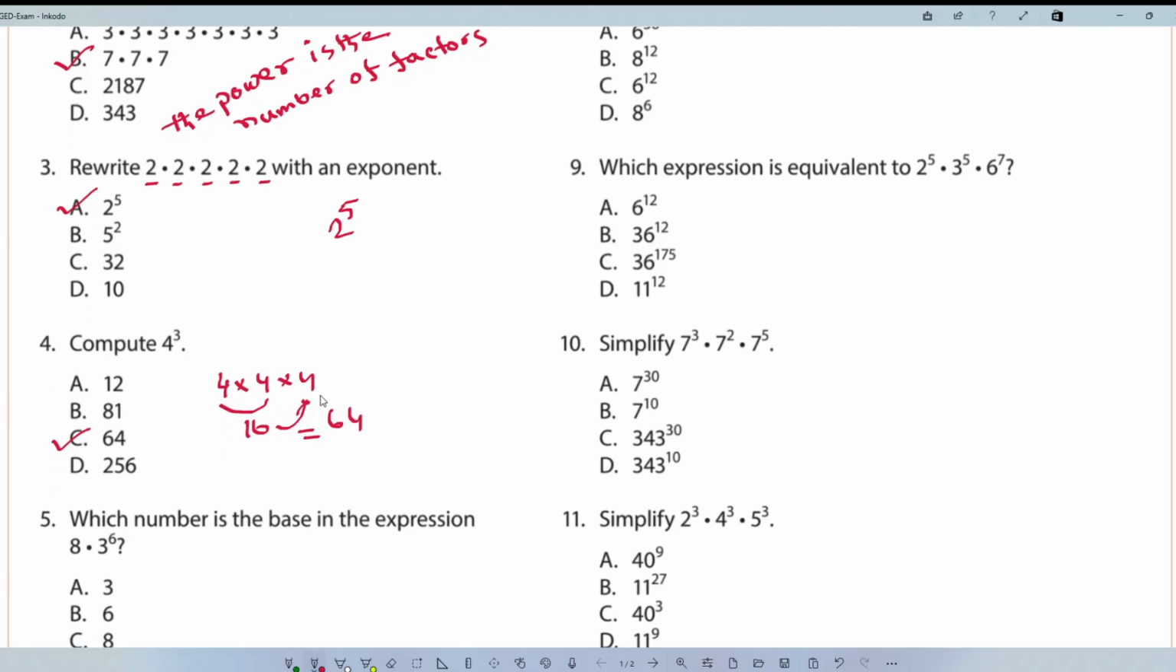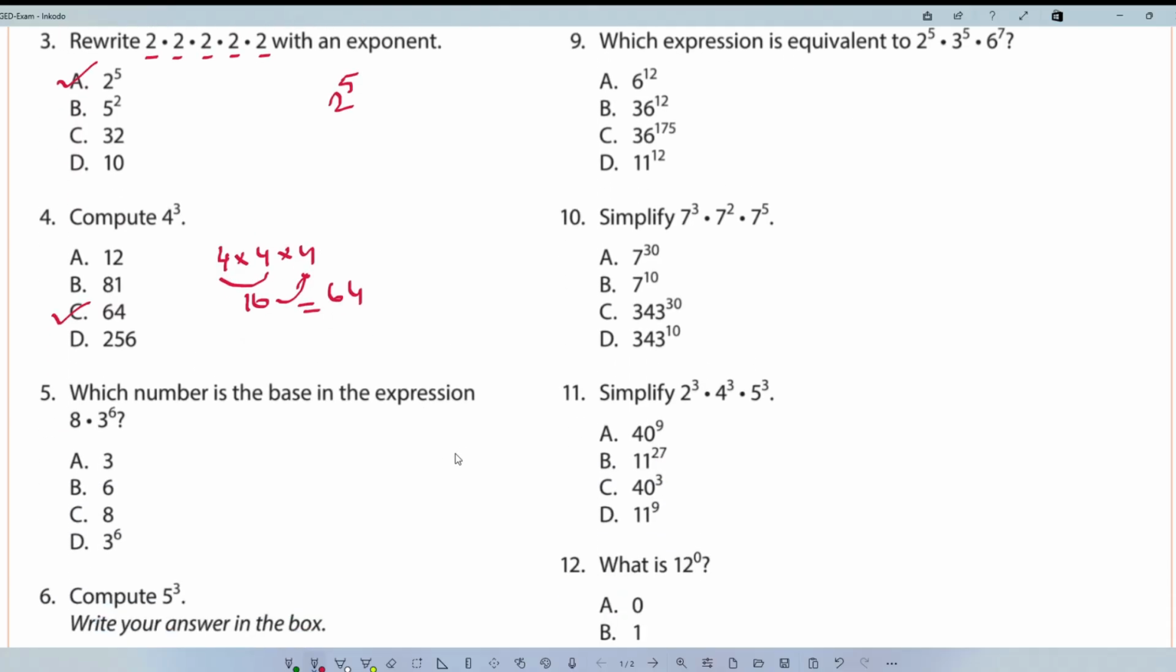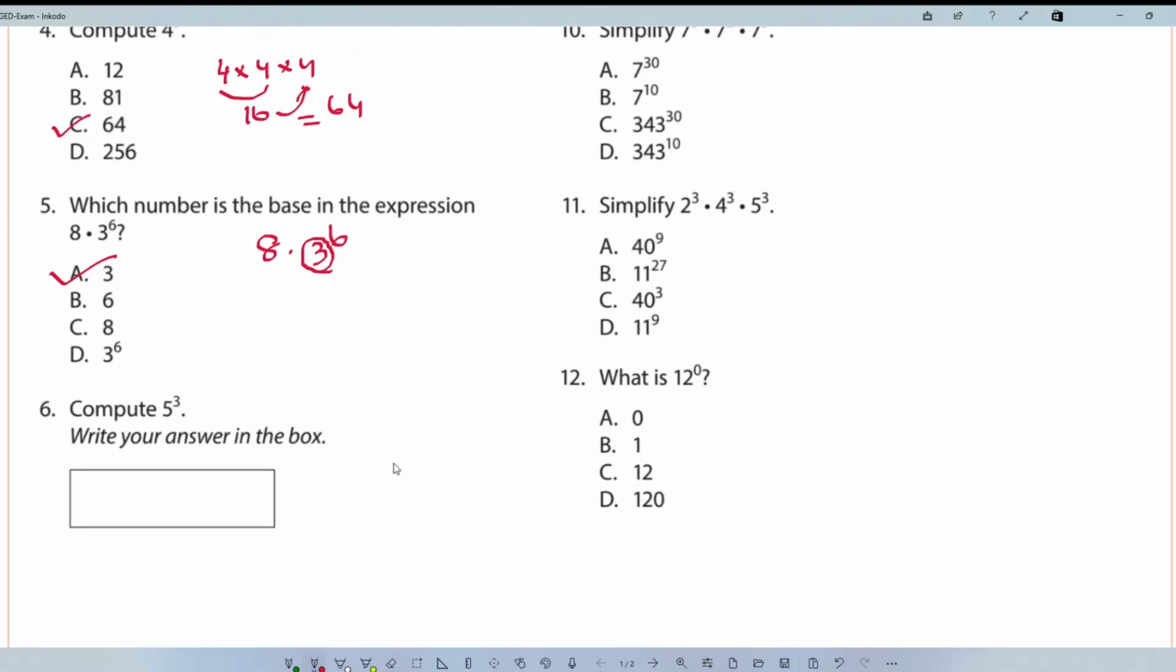Then 5. Which number is the base in the expression 3 to the power 6? Look, so which number is the base? So here the base is 3. So number A. Okay. Compute 5 to the power 3. 5 to the power 3 means 5 times 5 times 5. 5 times 5 is 25. 25 times 5 is 125. So the answer is 125. Okay.